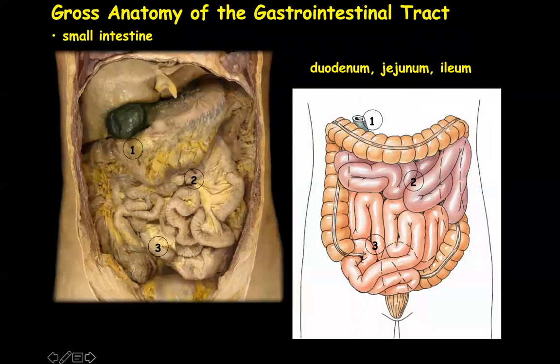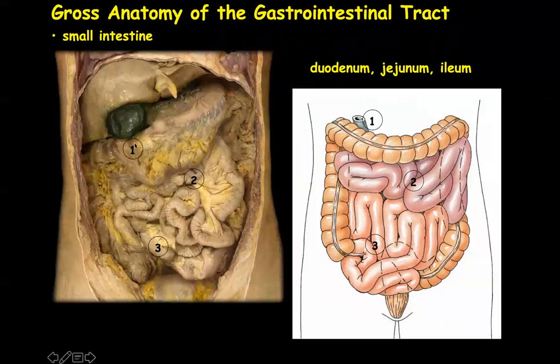So now we're looking inside the abdominal cavity at the small intestine. The small intestine is that approximately 22-foot long portion of the GI tract immediately following the stomach. It's the primary site for chemical digestion and nutrient absorption. Passage of chyme through the small intestine takes approximately 6 to 8 hours.